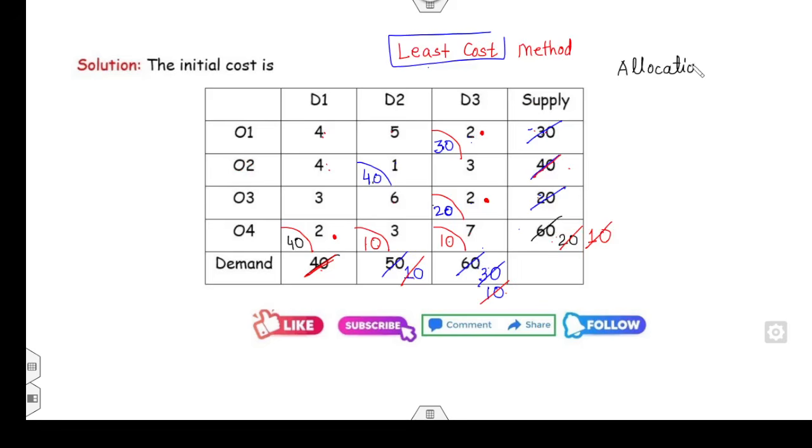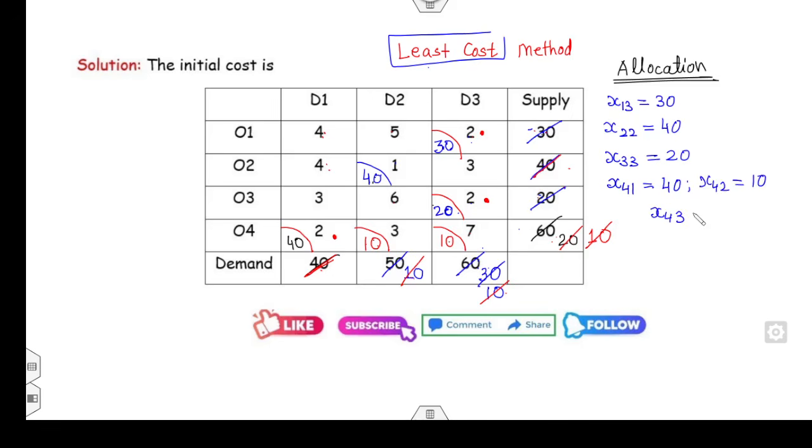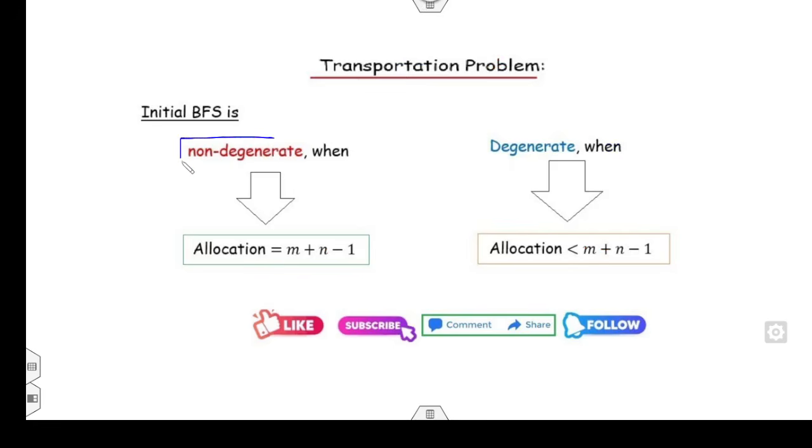How can you write the allocation? The same way as we did in our northwest corner method. This element will be x13, which is equal to 30. Next element is x22, which is my 40. This number is x33, which is my 20. X41 is 40, X42 is my 10, X43 is my 10. Now once you obtain this allocation, your target is to identify whether they are non-degenerate or degenerate.